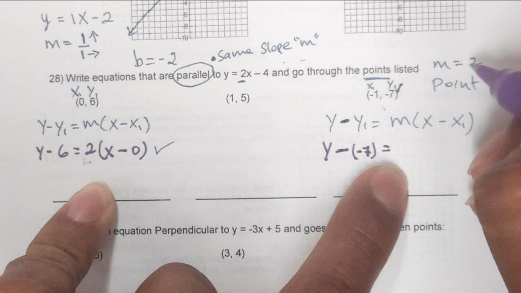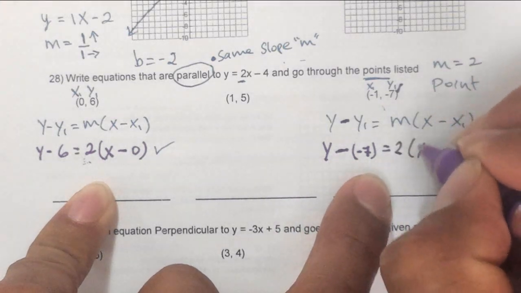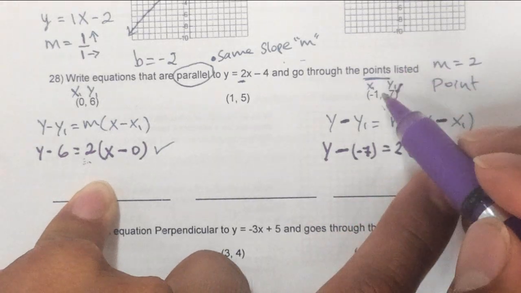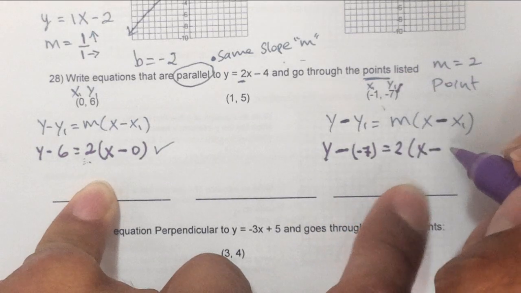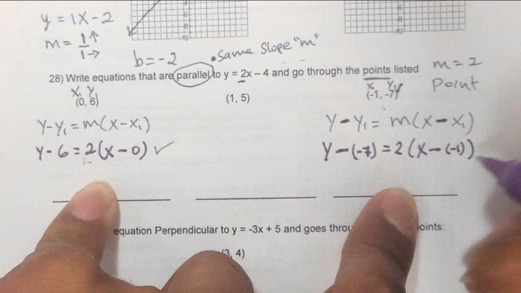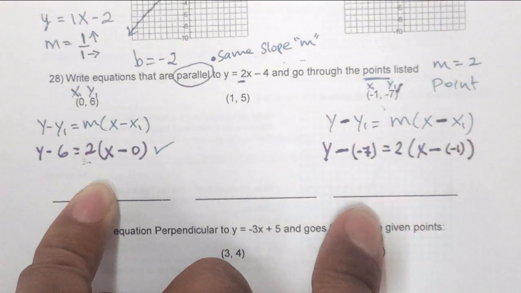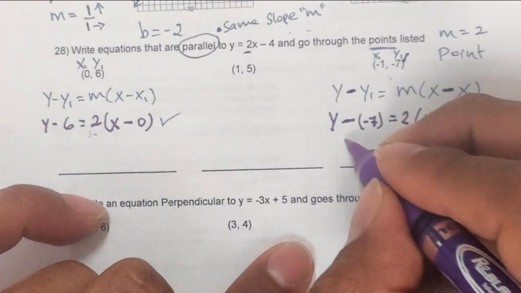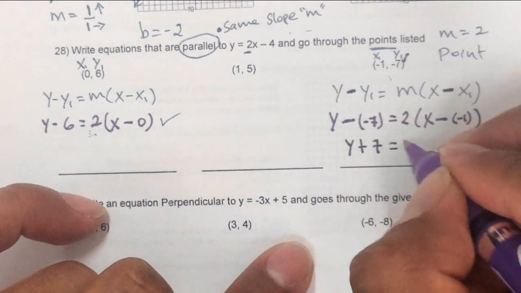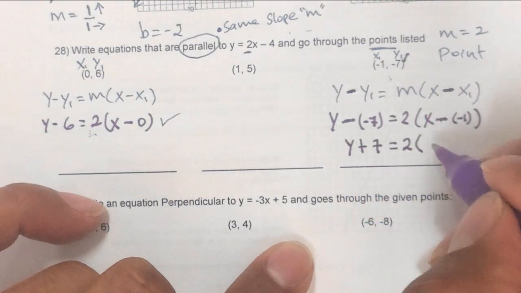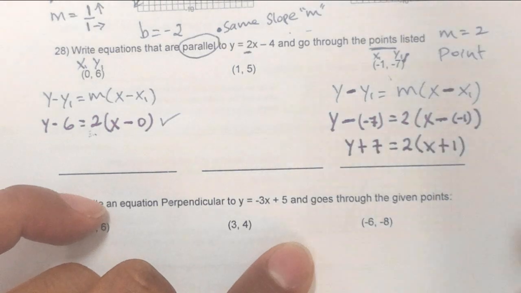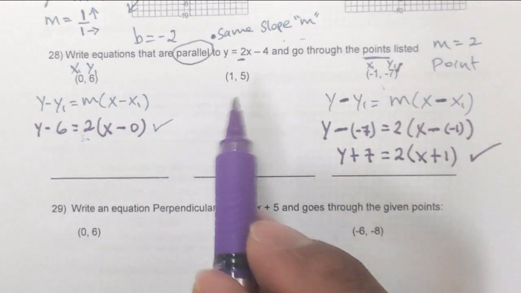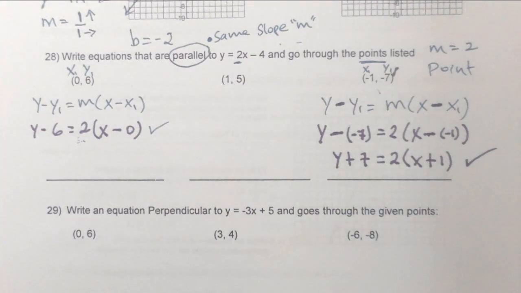Equals m, well, I know m is 2. X minus, again, minus from the formula. But then the x1 has a negative 1, so therefore, I put an extra set of parentheses. Now that I have all this, I can simplify. Negative by negative is positive, so y plus 7 equals 2. Negative by negative is positive, so this is really x plus 1. And that is the answer. You have to do this one. Okay?